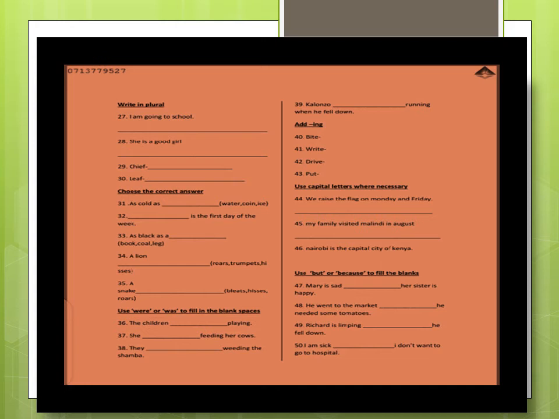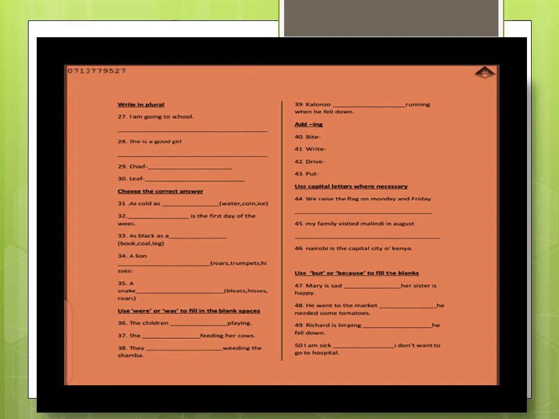Number 32. Dash is the first day of the week. Sunday. Sunday is the first day of the week. As black as coal. You have book, call, leg. As black as coal. A lion dash: rolls, trumpets, or hisses. A lion rolls.